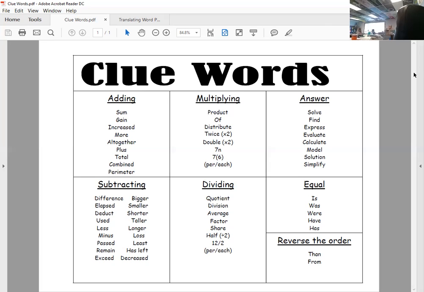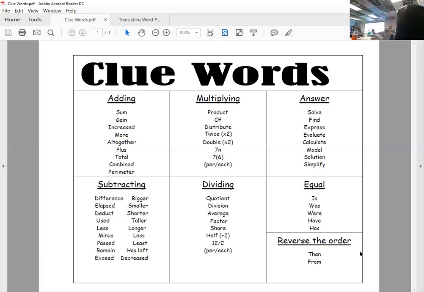Sum, gain, increase, more, altogether, plus, total, combined, perimeter. All adding. Subtracting, there's a lot of subtracting words. Difference, elapse, deduct, use, less, minus, past, remain, exceed, bigger, smaller, shorter, taller, longer, lost, least, has left, decrease.